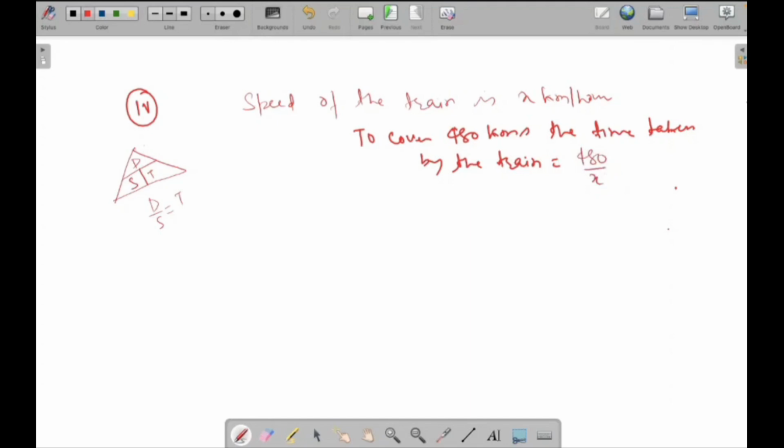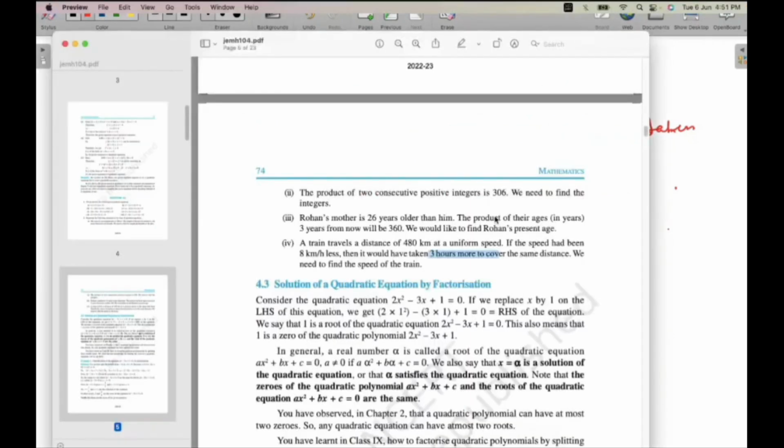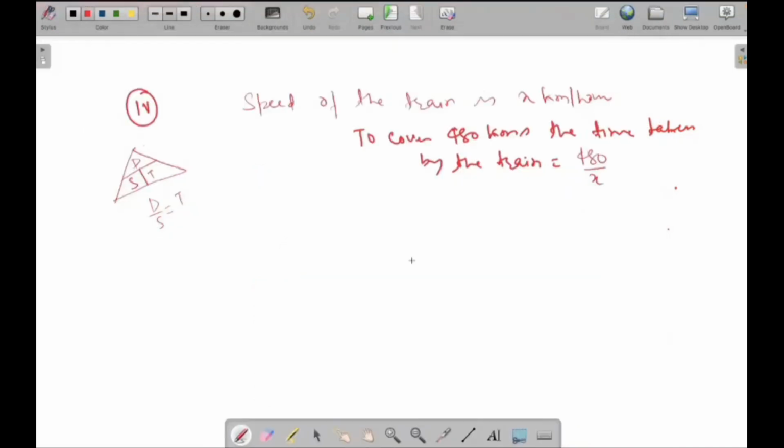Now let's go back to this question. They are saying that if the speed of the train had been 8 kilometers less. Now the new speed of the train, X was the earlier speed, the new speed is 8 kilometers per hour less. Then what should I write? X minus 8 kilometers per hour. Now the distance remains the same, right? So the new time taken would be what?